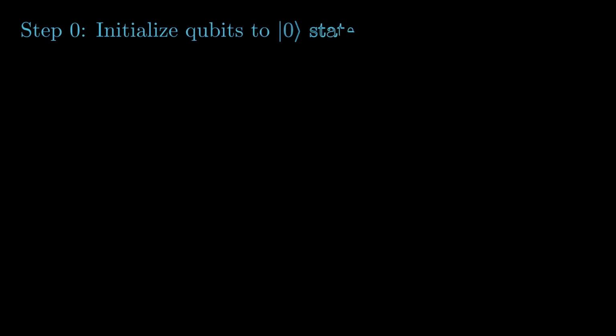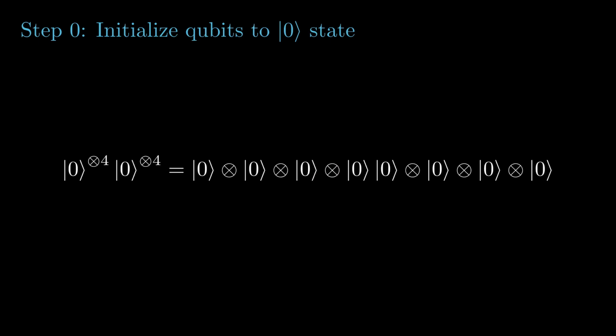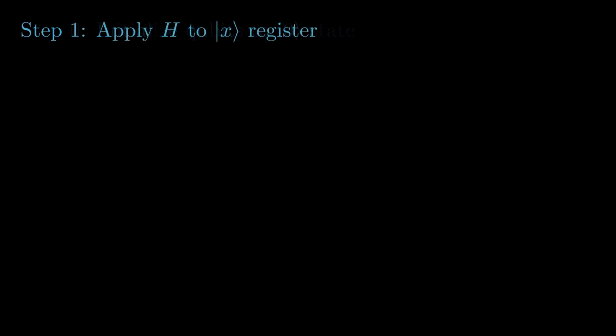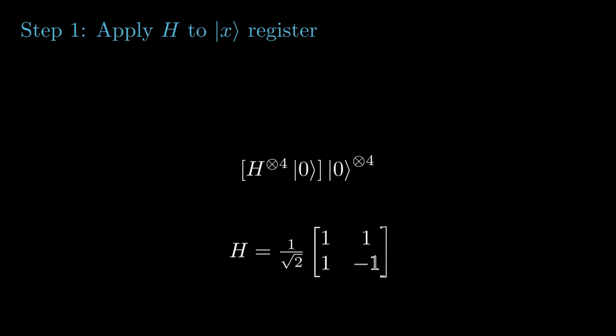The first step is to initialize all of our qubits to the 0 state. On the left, we have our qubits from the X register, and on the right, we have our qubits from the W register. Next, we will apply a Hadamard gate to the qubits on the X register.